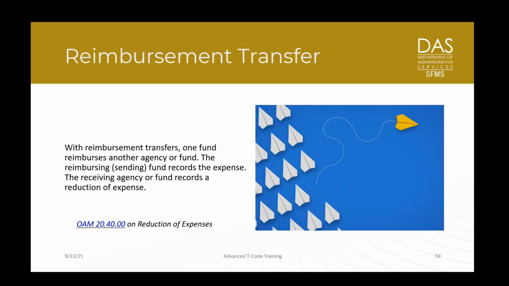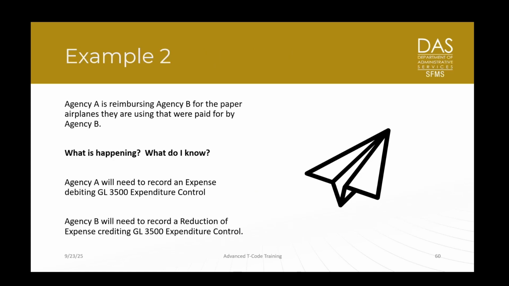Then let's talk about reimbursement transfers. When one fund reimburses another agency or fund, the reimbursing sending fund records the expense and the receiving agency or fund records a reduction of expense. So again, let's talk about paper airplanes. Agency A is going to reimburse Agency B for the paper airplanes they are using that were paid for by Agency B. So what's happening and what do I know?